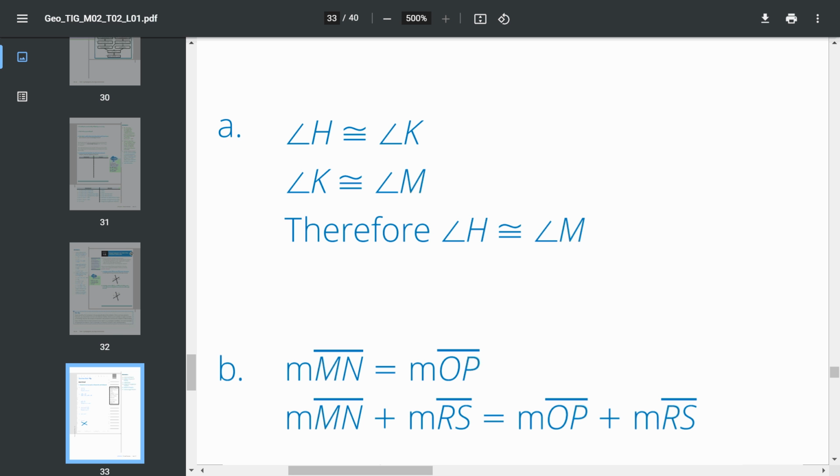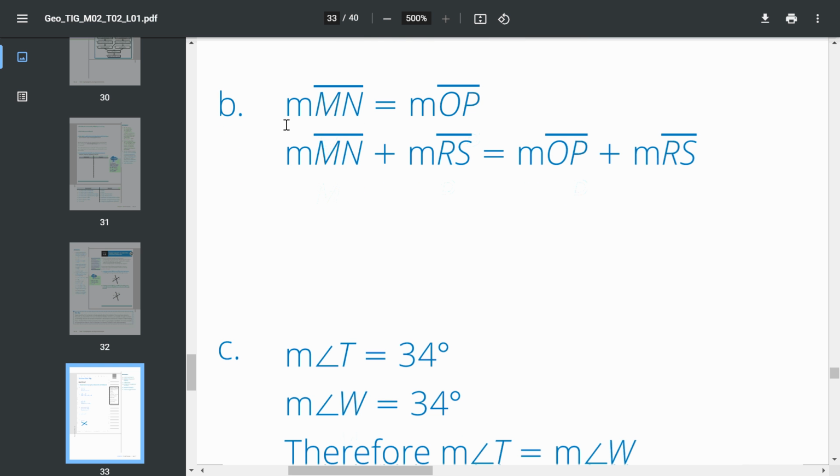Last piece of practice we have here from our lesson is concluding the properties given each statement. So part A, if we have angle H being congruent to angle K, and that K is congruent to angle M, therefore we know that angle H is congruent to angle M by the transitive property.